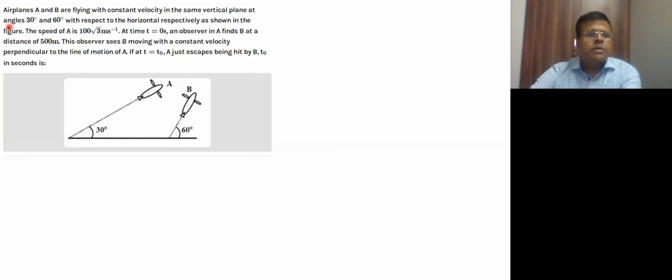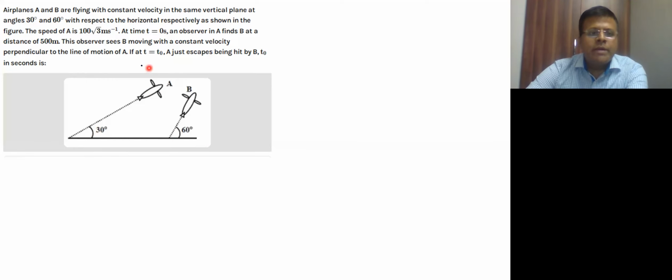Hello dear students, so here we have a problem which states that there are two aeroplanes A and B, which you can see in the figure, which are flying with a constant velocity in the same vertical plane. So both are in the XY plane and they are at angles 30 degree and 60 degree with respect to the horizontal that can be seen in the figure.